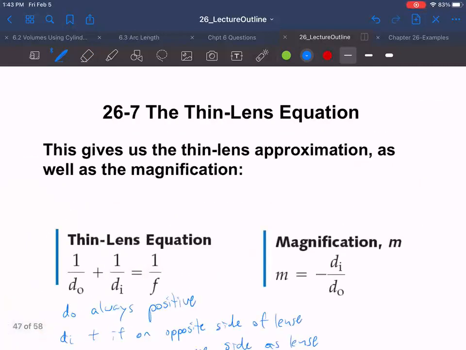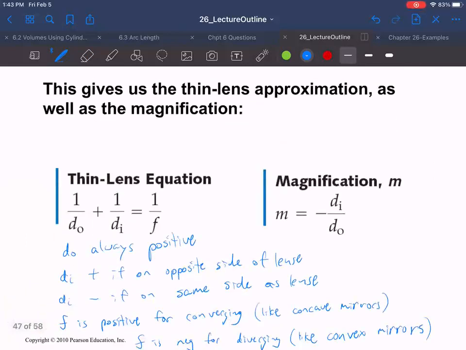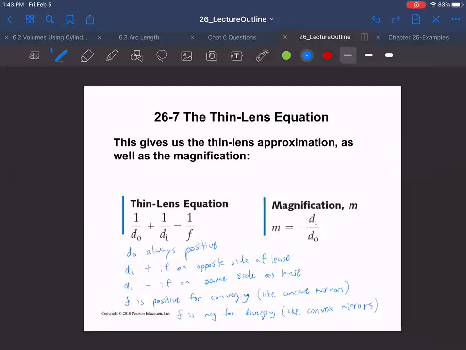All right? So that's why we have the same thin lens equation and the same magnification here: negative DI over DO. A negative magnification will give us a real inverted image, and a positive magnification means it's upright and virtual.